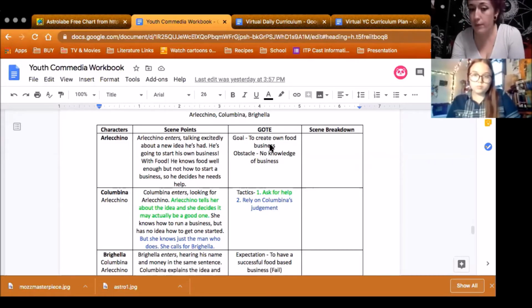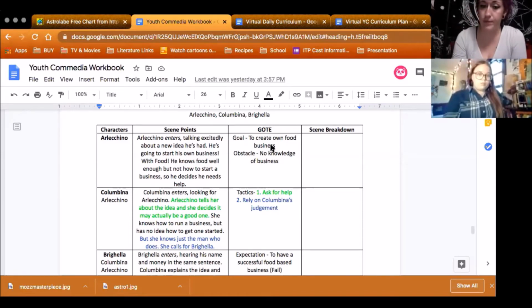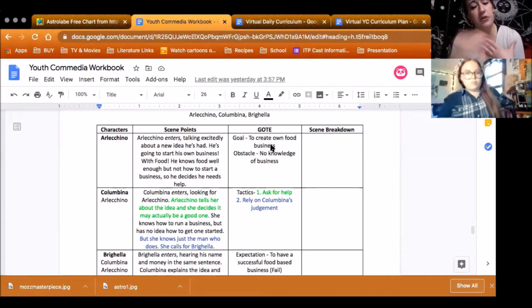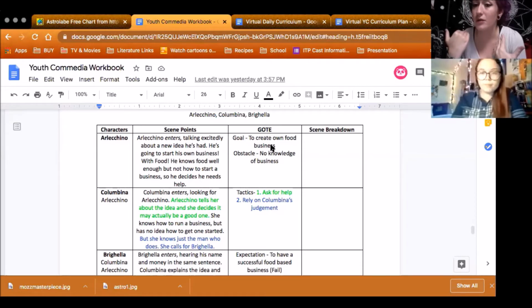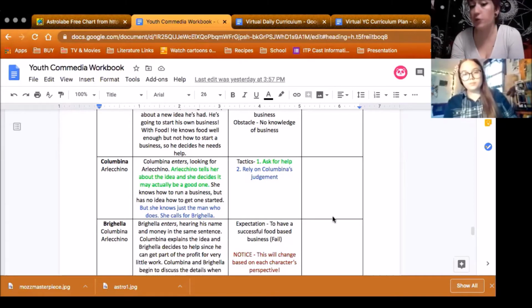Now, the goal for Arlecchino in this is to create his own food business. His obstacle, or the thing that's keeping him from attaining that goal, is that he has absolutely no knowledge of business whatsoever, right? Next is tactics. Tactics are the actions or words spoken trying to have the character achieve their goal, okay, or working towards their goal. So, for example, in green, he asks for help.